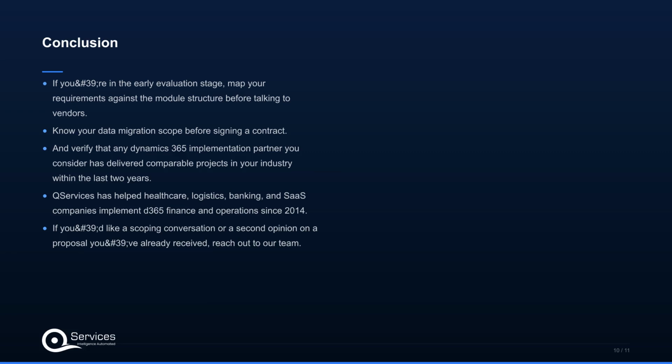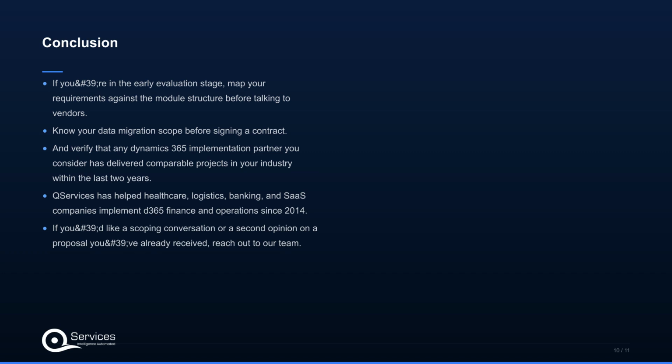Moving on to the conclusion. D365 Finance and Operations gives mid-market and enterprise companies a unified platform for financials, supply chain, manufacturing, and HR, but the platform only delivers on that promise when the implementation is planned well from the start. Module selection, data migration quality, Dynamics 365 customization discipline, and partner experience are the 4 variables that most directly determine whether your project lands on time, on budget, and with measurable ROI.